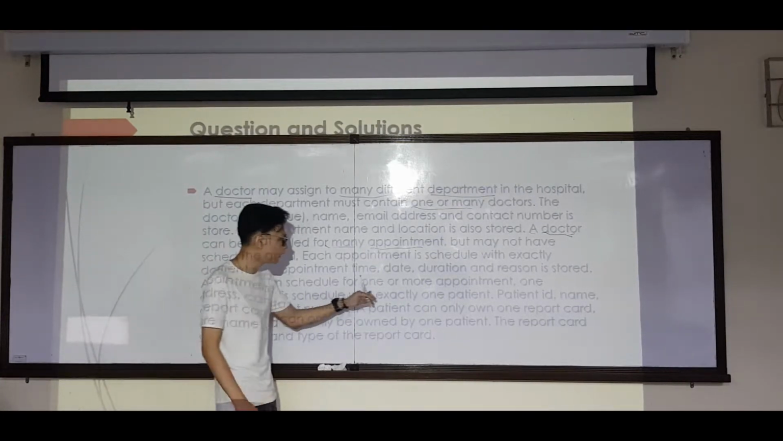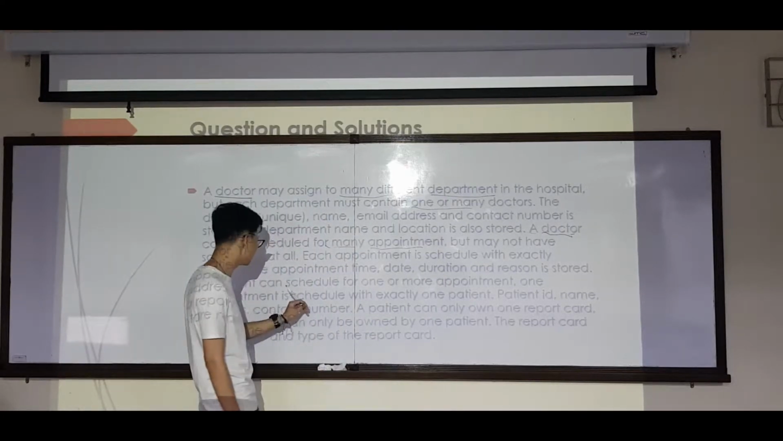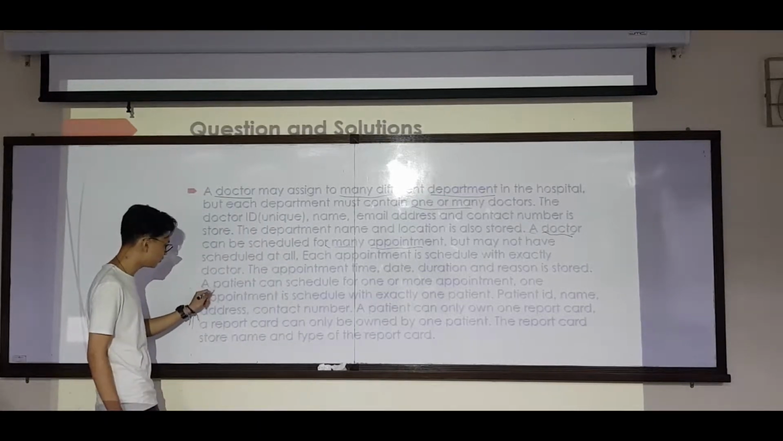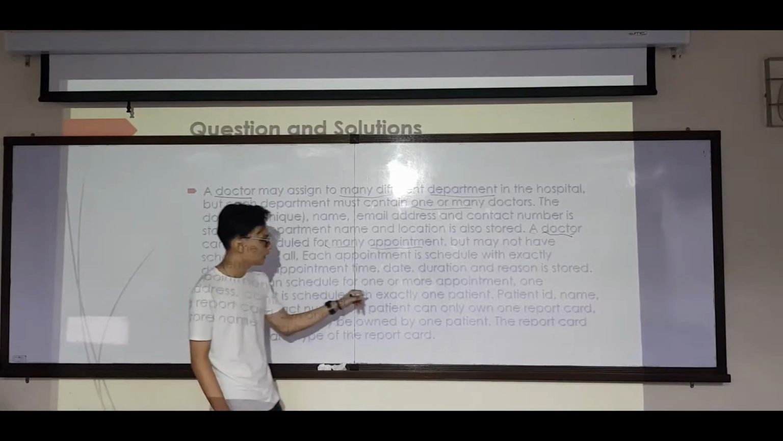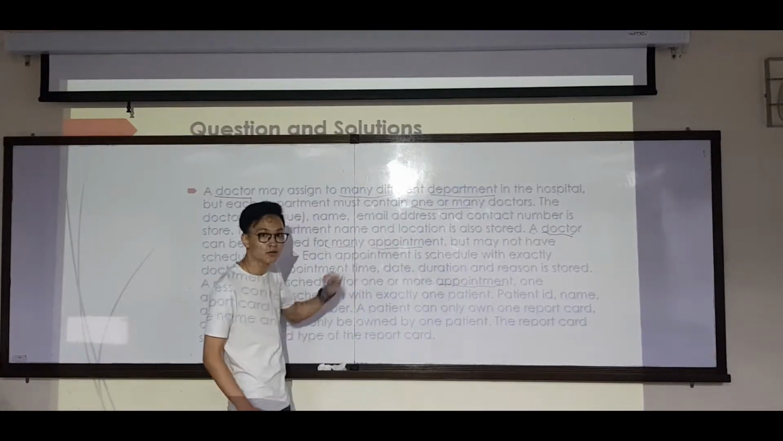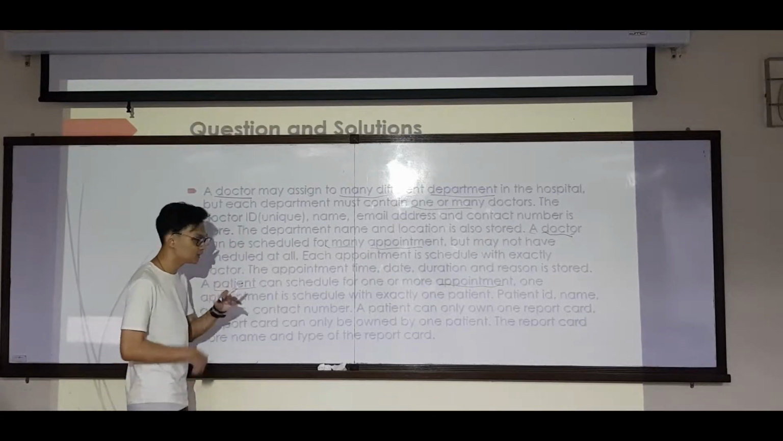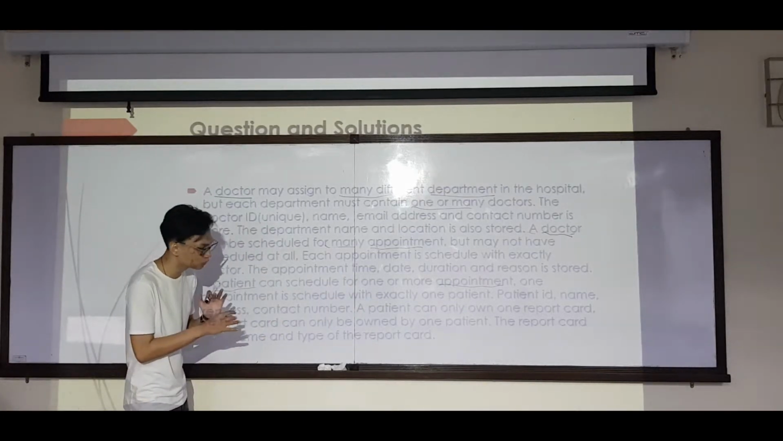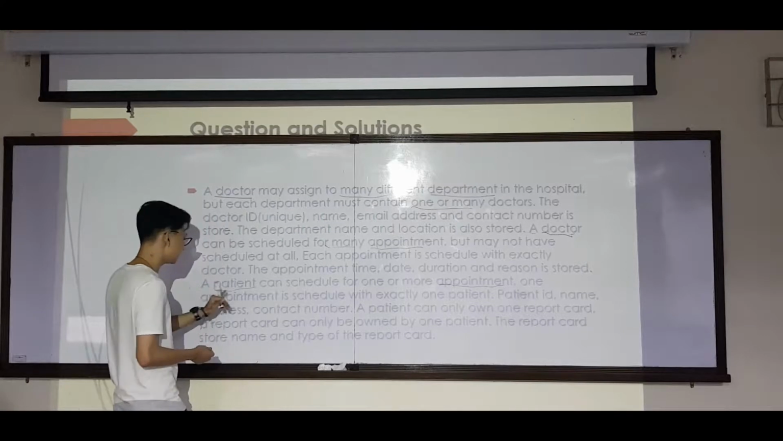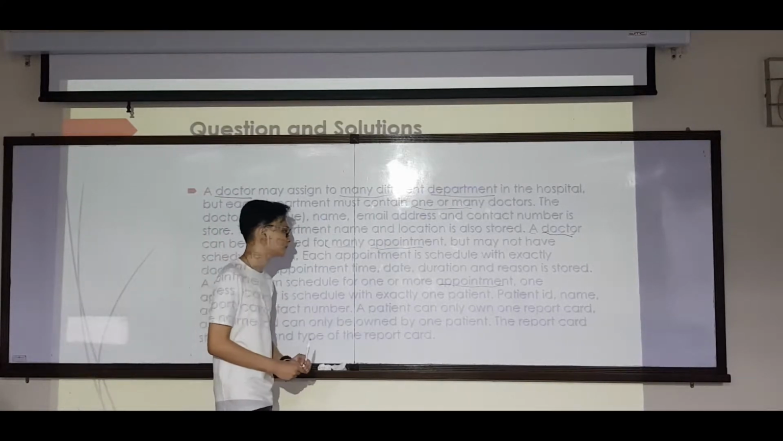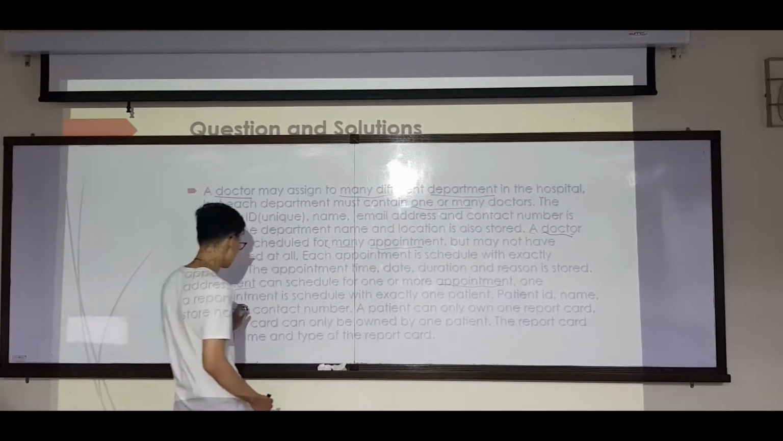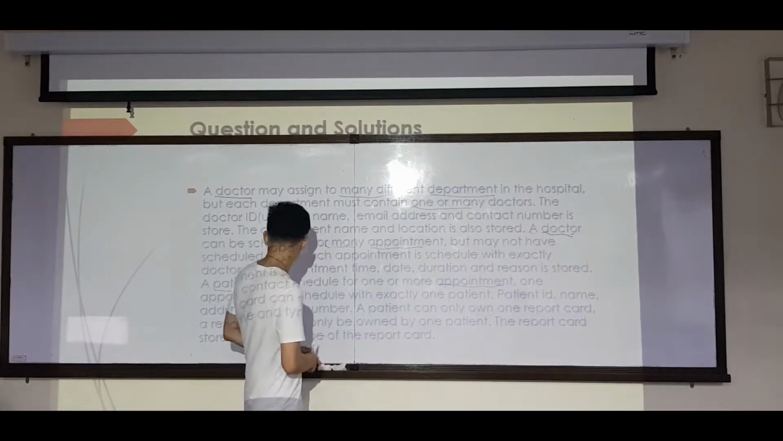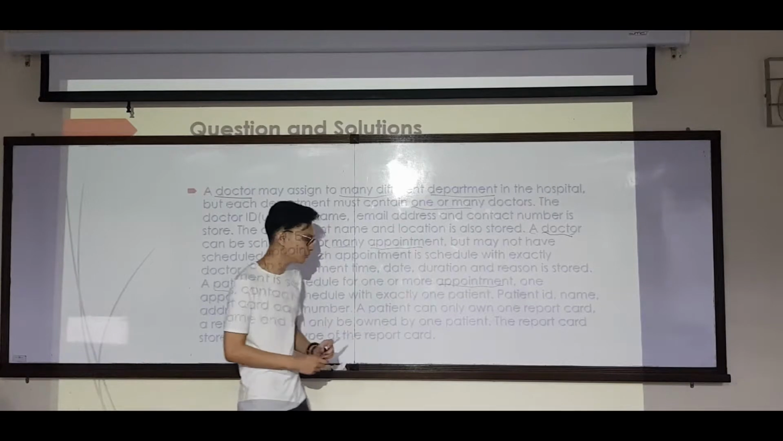A patient can schedule one or more appointments. One appointment is scheduled with exactly one patient. Okay, so patient is also one of the entities, and appointment is also an entity. That's above here, we already showed it. So what is their relationship? A patient can schedule one or more, so it's one-to-many. And one appointment is scheduled with exactly one patient. Patient ID, name, address, and contact number are stored. So, with this we can see that these are the attributes.